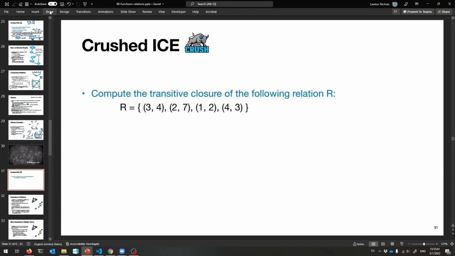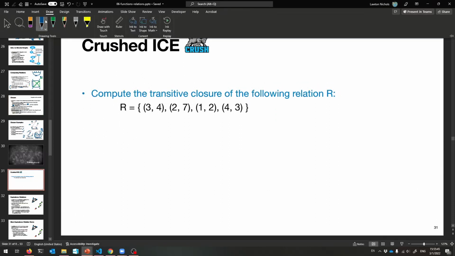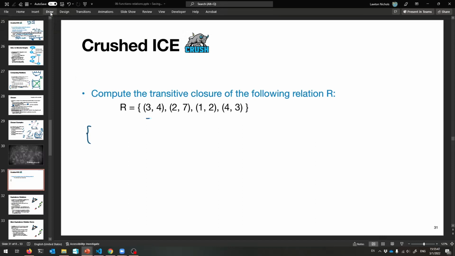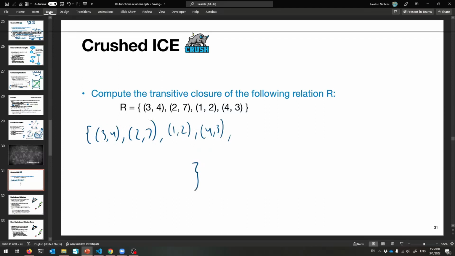So immediately, if your answer is in terms of pairs again, right? Immediately your answer is going to be the original relation. So whatever the answer is, 3 is still related to 4, 2 still related to 7, 1 still related to 2, 4 is still related to 3, just like that. And then we're going to add some stuff. Okay? So that is the idea.